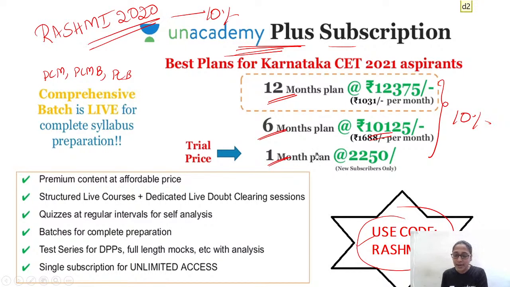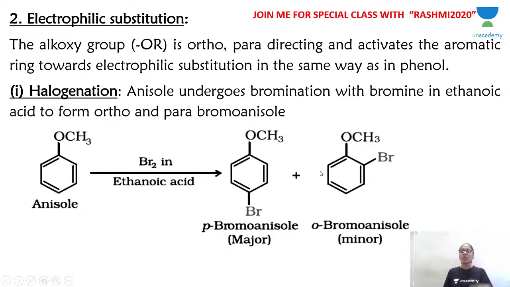Once again, welcome to Unacademy's live YouTube classes, and I'm Rashmi. I'm going to continue with electrophilic substitution reactions of ethers. We are talking about ethers. Now, what kind of ether? Aromatic ether I'm talking about here. So we are going to take anisole, C6H5OCH3. This is anisole, methyl phenyl ether.